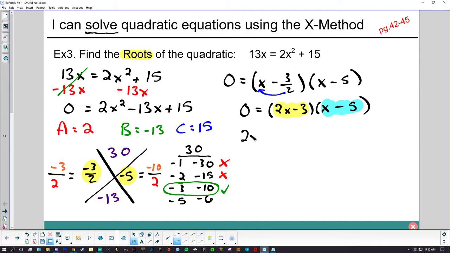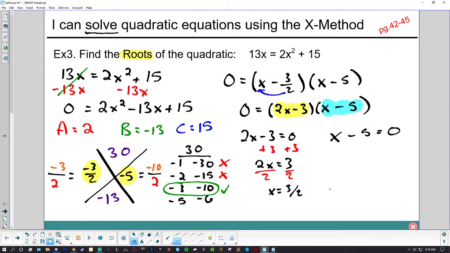So I'm going to do 2x minus 3 equal to 0, and I'm going to do x minus 5 equal to 0. Okay, and I'm going to simplify. This left side, I'll add 3. So I get 2x equals 3. I'll then divide by 2. And I can see that x equals 3/2.